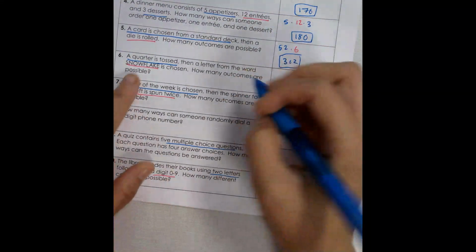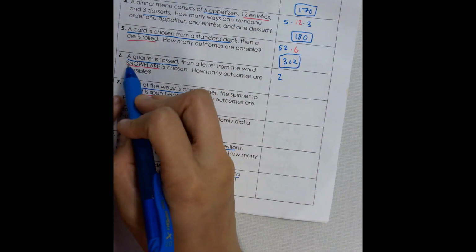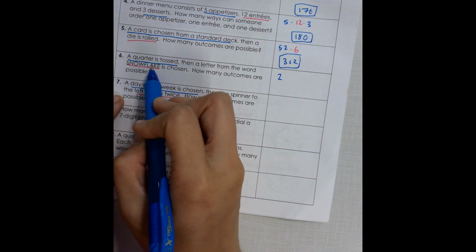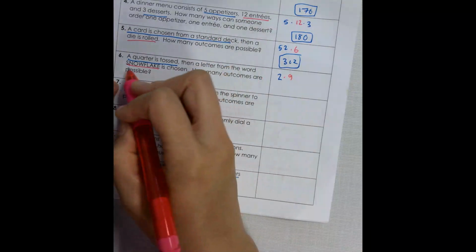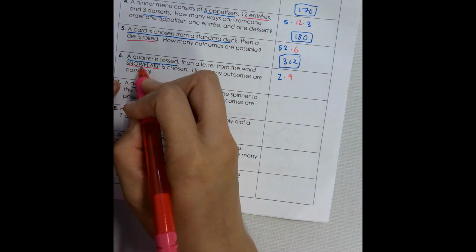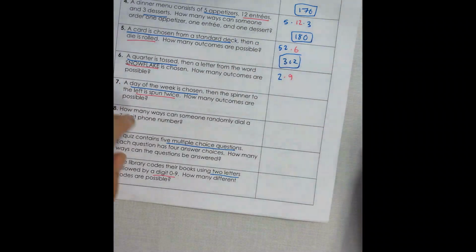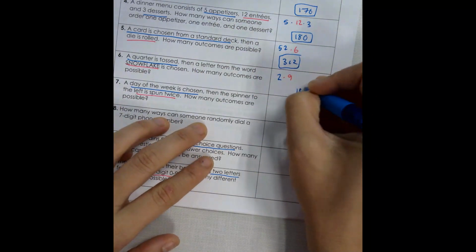Okay. A quarter is tossed, so heads or tails. Then a letter from the word snowflake is chosen. 1, 2, 3, 4, 5, 6, 7, 8, 9. And I don't think any of those letters are repeating. S-N-O-W-F-L-A-K-E. Nope. So there's 18 possible outcomes.